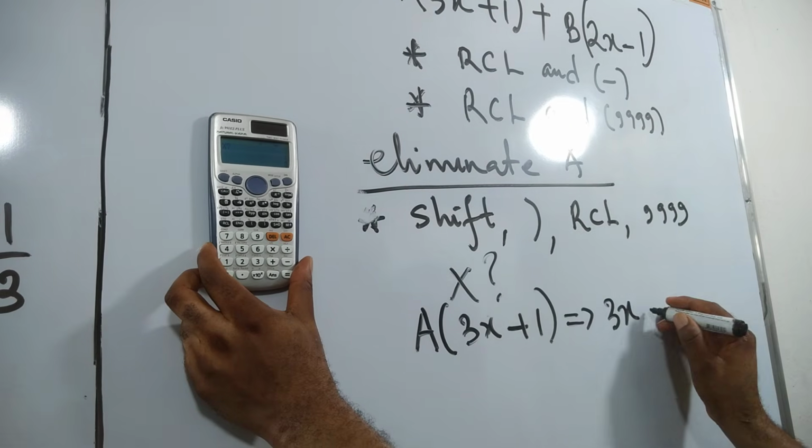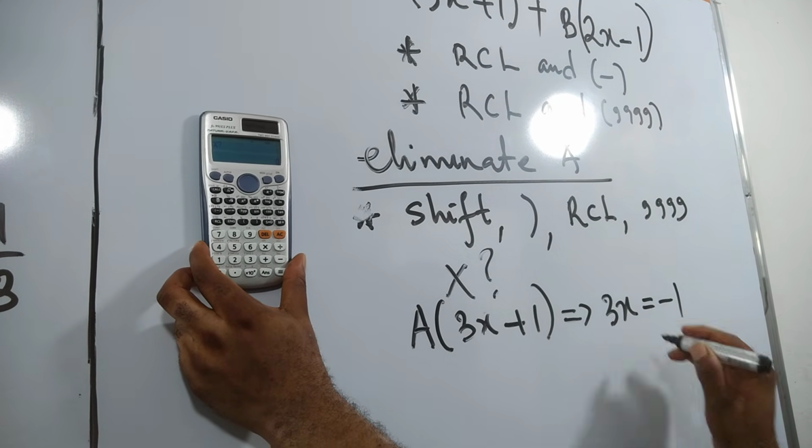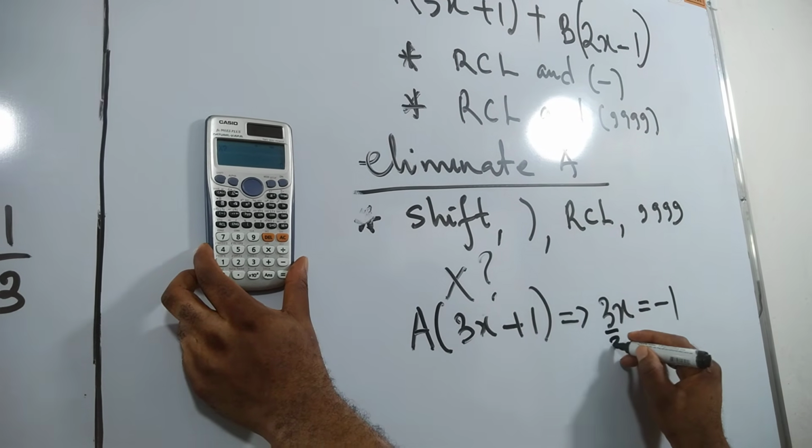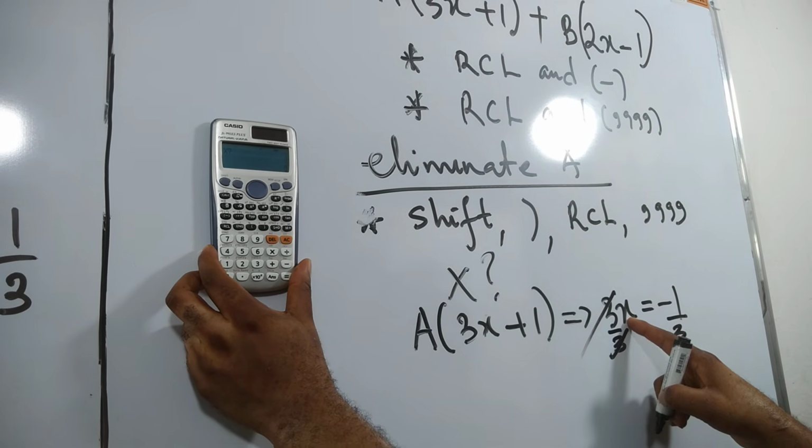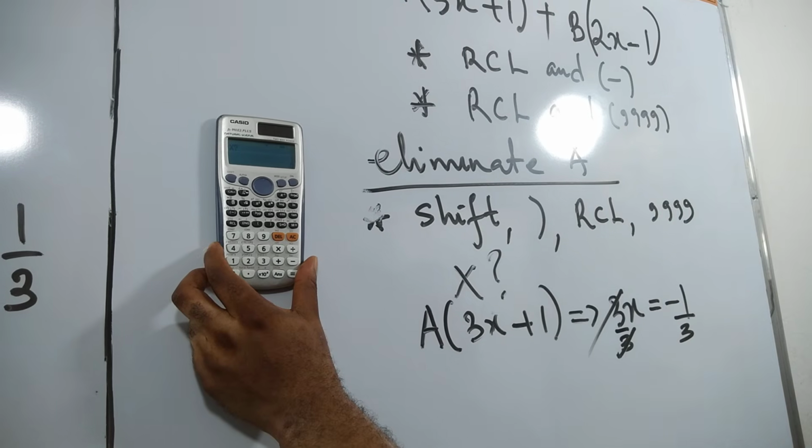This one will move over. It becomes minus 1. Make x the subject of the formula. Divide by 3. Divide by 3. So that 3 will cancel 3. What is the value of x now? Minus 1 over 3.